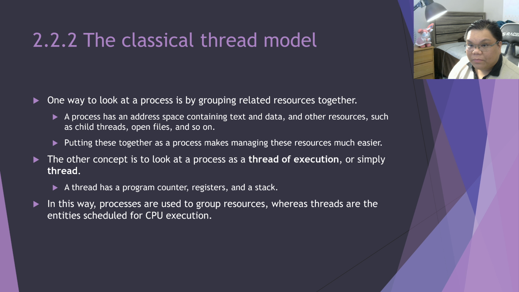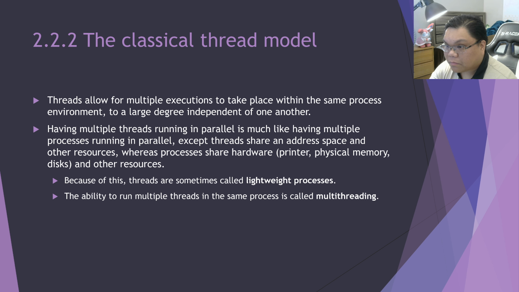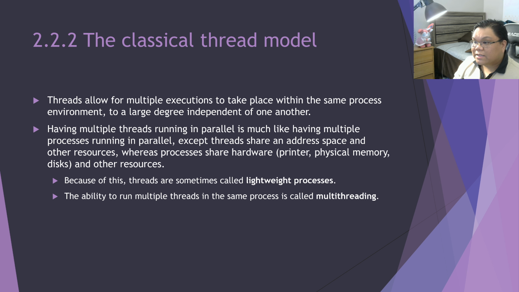In this way, processes are used to group resources. So think of processes not as units of program execution, but rather units of resource allocation. And then, this way, we can think of threads as units of CPU execution. Threads allow for multiple executions to take place within the same process environment, to a large degree independent of one another.